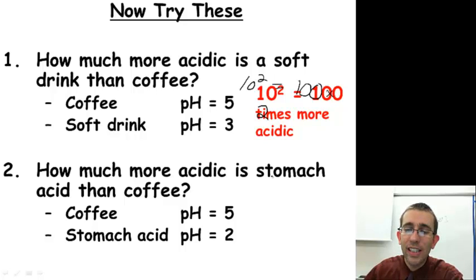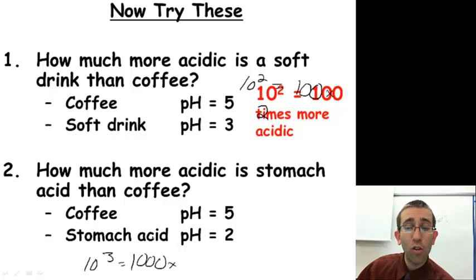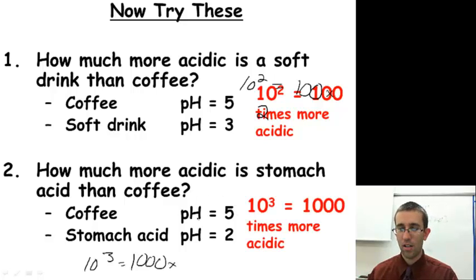How much more acidic is stomach acid than coffee? We have coffee again at a pH of 5. Stomach acid is about a pH of 2. So once again, I'll take these. The difference in these is 3. You can do it one of two ways. You can take 10 to the third power, or you can just put a 1, and the difference is 3, so 3 zeros added to it. 1, 2, 3. So this is going to be 1,000 times more acidic. If you take the difference in these two, stomach acid is 1,000 times more acidic than coffee.